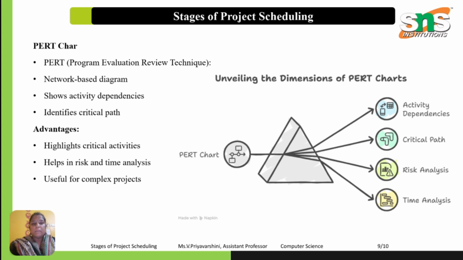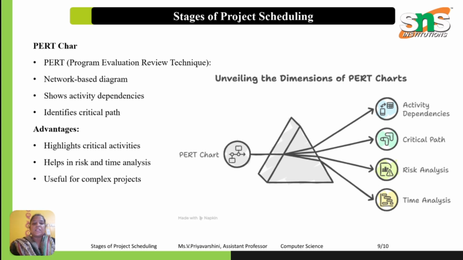Next is the critical path. One important concept in PERT is the critical path. The critical path is the longest sequence of activities that determines the minimum completion time of the project. So if any activity on the critical path is delayed, the entire project gets delayed.